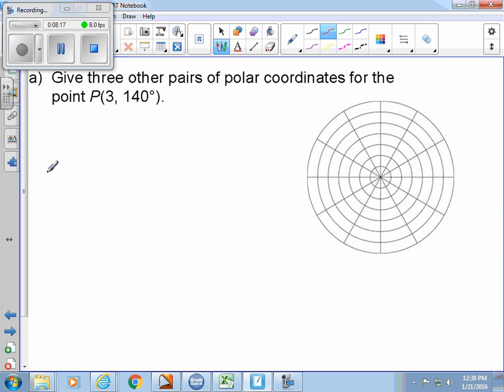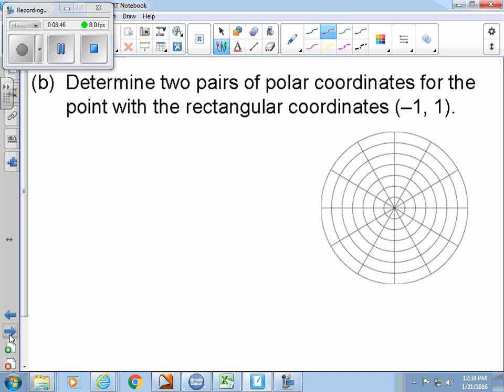Just type it in. Okay, give 3 other pairs of polar coordinates. I don't think I'm even going to do that one. I'm just going to tell you how you could, and you tell me how I could find other pairs of polar coordinates. Good, I could add 360 or subtract 360 from the angle, or I could change the r to a negative r and find the corresponding angle that went with that. So we could do that if we must.